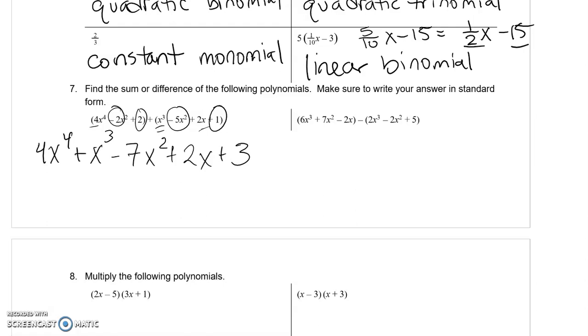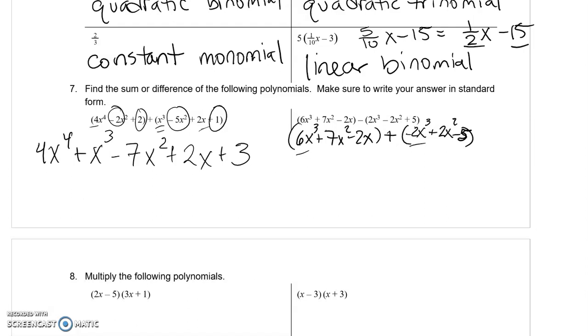For the subtraction problem, it would actually be great if you rewrote the second quantity passing the minus sign. So I'm going to write that plus in the middle. I'm going to pass that minus sign to everybody. So we get negative 2x to the 3rd, positive 2x squared, and minus 5. That's how I would like for you to do these. It's going to generally lead to less sign errors.